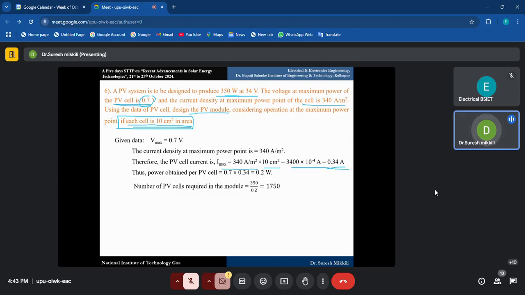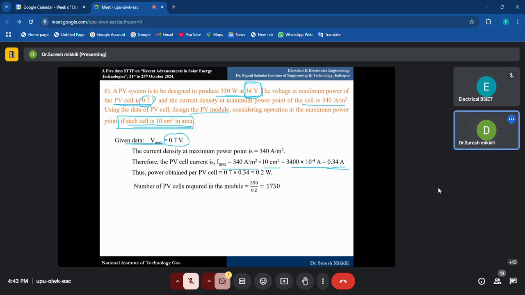Series, how do you calculate? Can you tell me? I have 1750 modules. It is a series-parallel connection. How many modules should be in series? One cell voltage is how much? One cell voltage is 0.7 volts. Total voltage is how much? 34 volts. Total voltage is 34 volts.